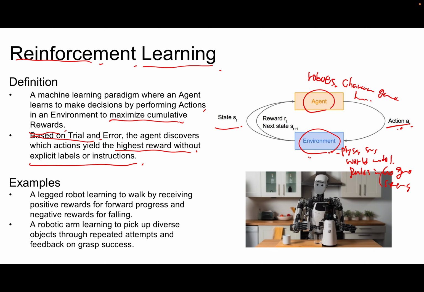As typical examples, there is a legged robot learning to walk by receiving positive reward for forward progress and negative reward for falling. Or a robotic arm learning to pick up diverse objects through repeated attempts and feedback on gradual success. These are just typical examples of reinforcement learning in robot learning.